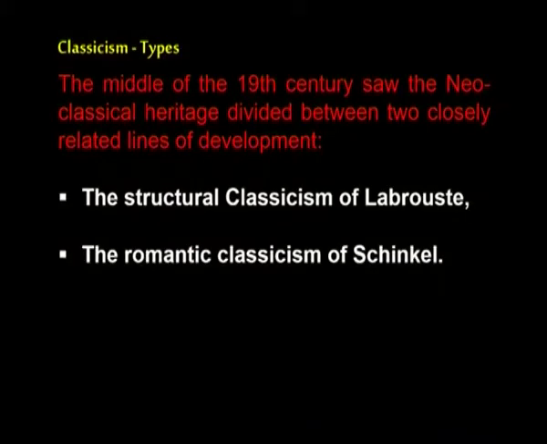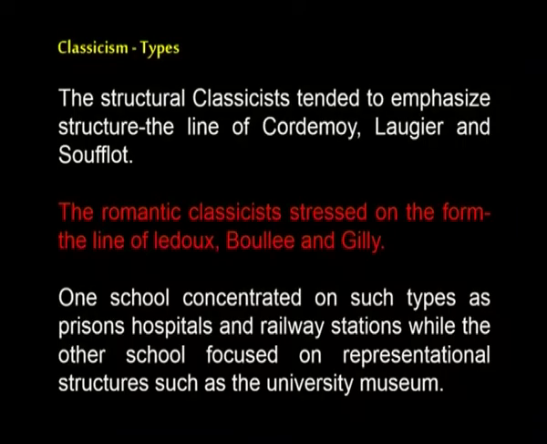Neoclassicism types. In the middle of the 19th century, we saw the neoclassical heritage divided between 2 closely related developments: the structural classicism of Labrouste and the romantic classicism of Schinkel. The structural classicists tended to emphasize the structure, in the line of Cordemoy, Laugier and Soufflot. These were the people who emphasized structural classicism, whereas the romantic classicists stressed the form, in the line of Ledoux, Boullée and Gilly.